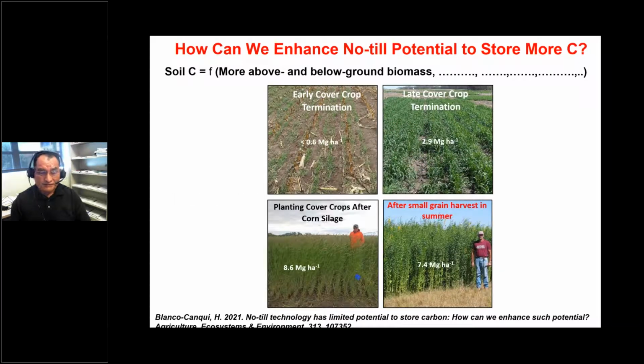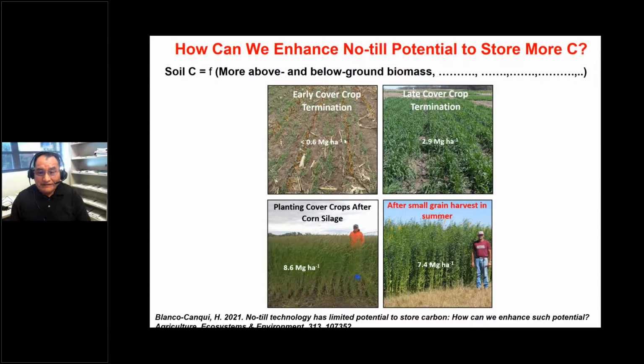Biomass production is one of the key parameters, right? What about increasing above and below ground biomass, especially below ground biomass? What about adding cover crops? There are steps, right? No-till is the first step. The second step is no-till plus cover crops. The third step is no-till plus cover crops plus diverse vegetation or biochar, right?